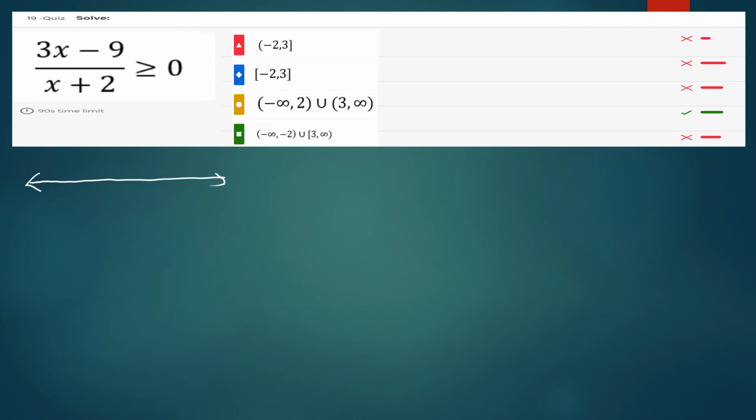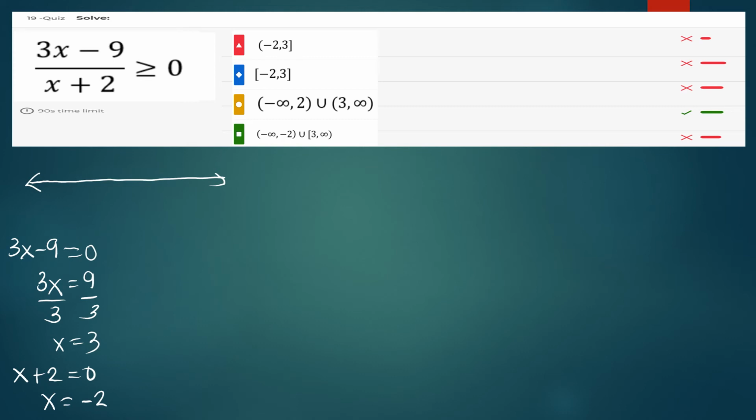So after that, we're going to get the critical values by setting the numerator and the denominator to 0. So we're going to start with the numerator. So we will have 3x minus 9 is equal to 0. So 3x is equal to 9. So if we're going to divide both sides by 3, x will be equal to positive 3. Now, if we will be solving for x for the denominator, we will be having x plus 2 is equal to 0. So x will be equal to negative 2.